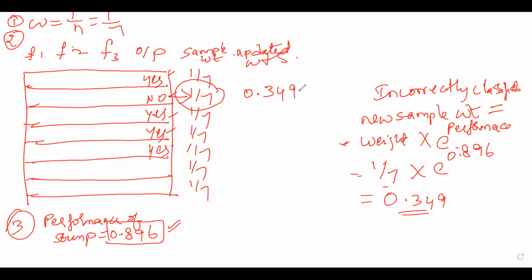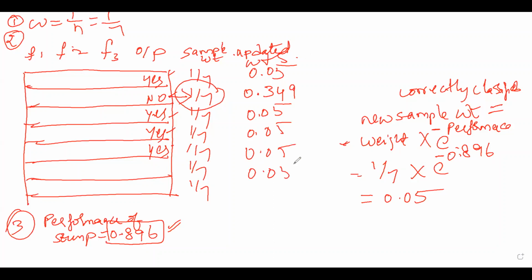Now, how to calculate for the correctly classified points? The same formula: weight into e power minus performance, that is minus 0.893. If it is minus 0.893, we get an answer like 0.05. So the remaining points have values like 0.05, 0.05. Let me consider all of them as 0.05.